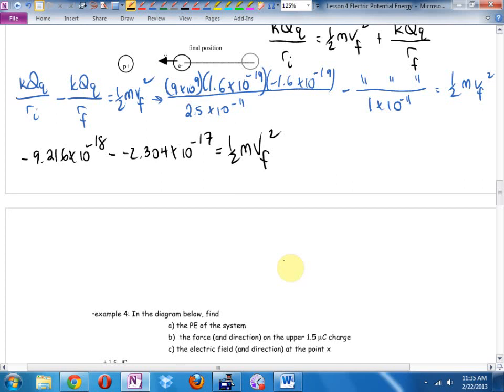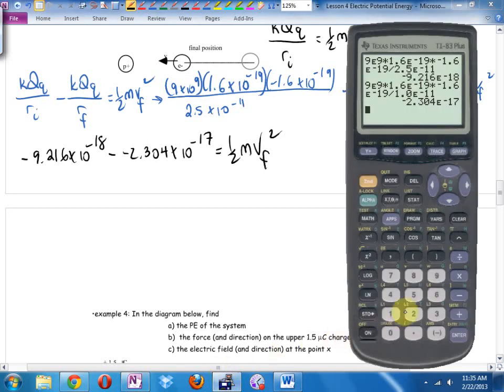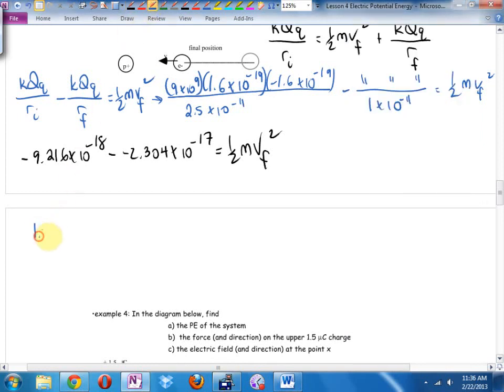I'm going to type in the left side. So I'm going to go negative 9.216 times 10 to the negative 18 minus my answer that's still stored. I do notice I get a minus minus in the middle there, which I think is going to work out positive. I hope so, because I kind of want a positive spin here, right? Hey, it did. I get 1.3824 times 10 to the negative 17. That equals a half mv final squared.